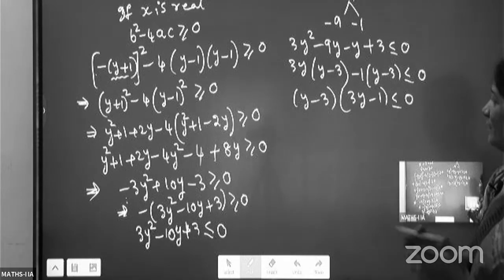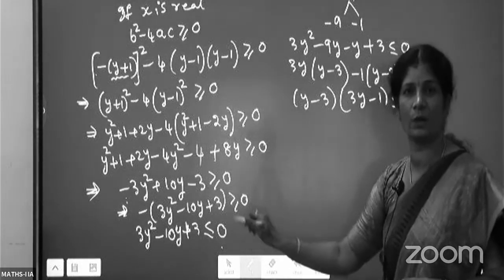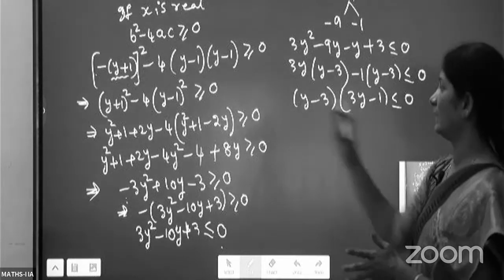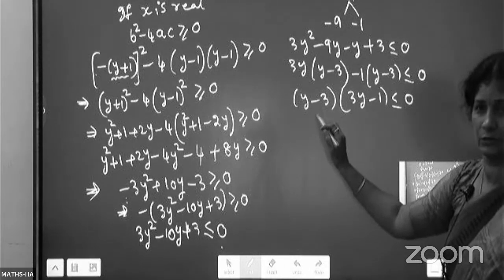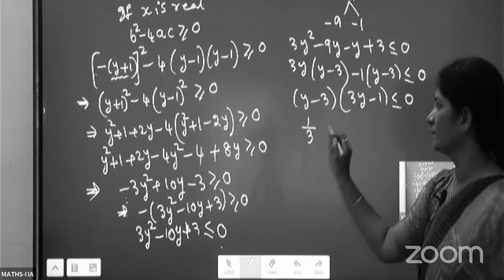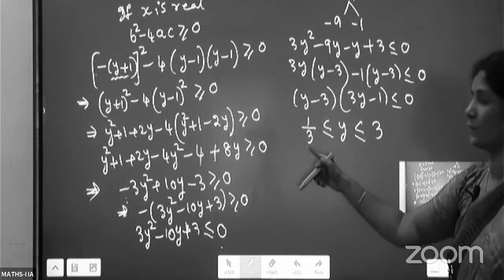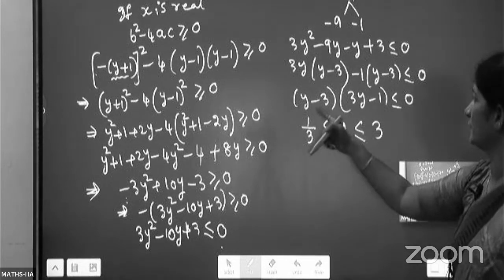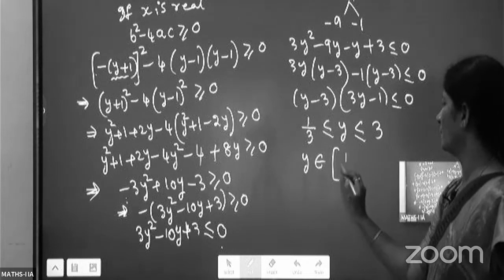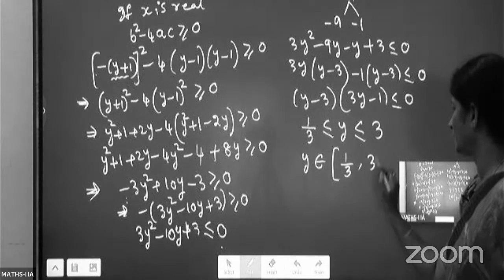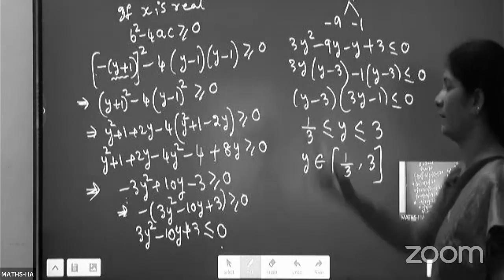Then the main thing: wherever we are finding the factors, if the expression is less than or equal to 0, the roots lie between the range, whatever the range is given. Here do not get confused. So one value is 1 by 3 we are getting, the other value is 3. So you can write 1 by 3 less than or equal to y less than or equal to 3. From where has this 1 by 3 and 3 come? 1 by 3 is here and 3 is here. Therefore, what can we write here? Y belongs to 1 by 3, the least value, and 3 is the highest value. Like this, you have to find out. So what is the range of the given expression?